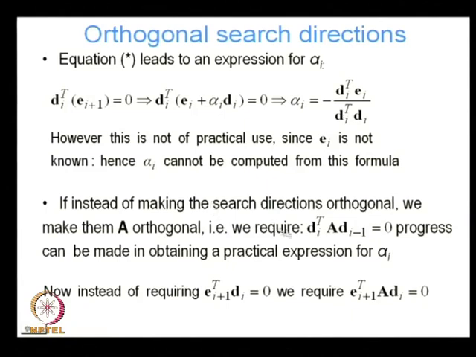That is, we now require di transpose A di minus 1 is equal to 0. So, all the previous directions are orthogonal to my current direction, but with respect to A. If we do that, we can get a practical expression for alpha.